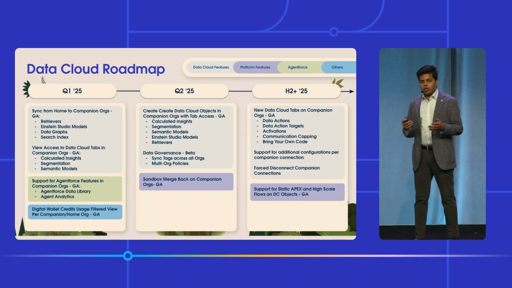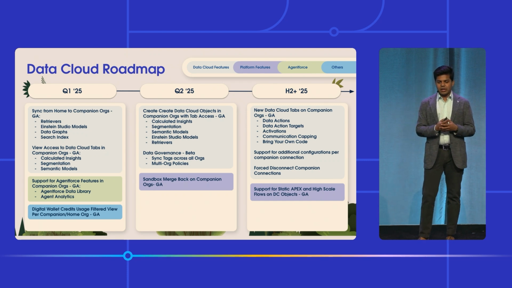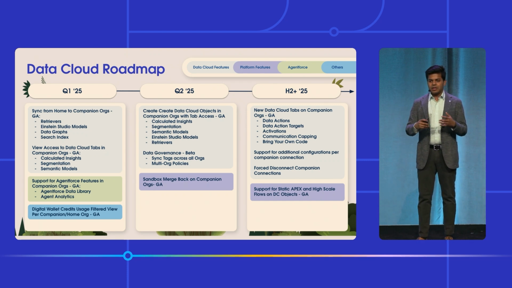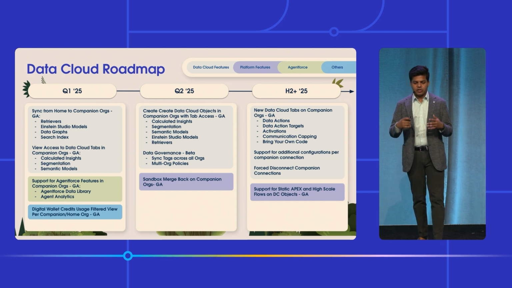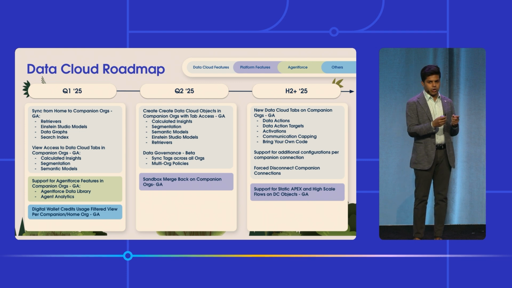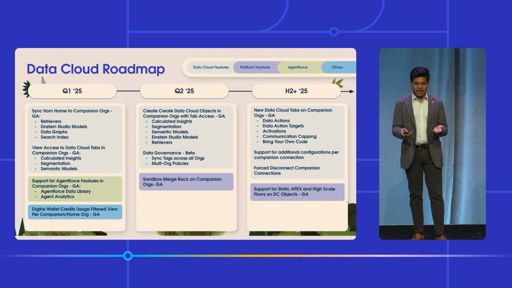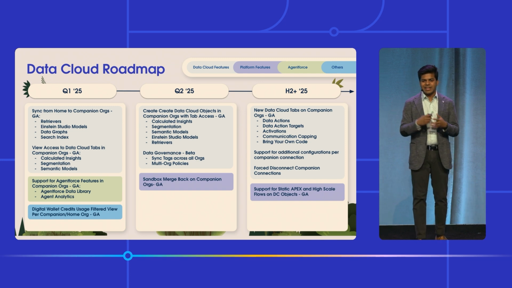So now what is on the roadmap? In Q1 of this year, we are releasing a bunch of new features as well. We'll be going forward syncing retrievers, search indexes, and all the Einstein Studio models to power your Agentforce journeys in companion orgs. At the same time, you'll be able to see calculated insights, segmentation, and semantic model tabs in companion orgs also.